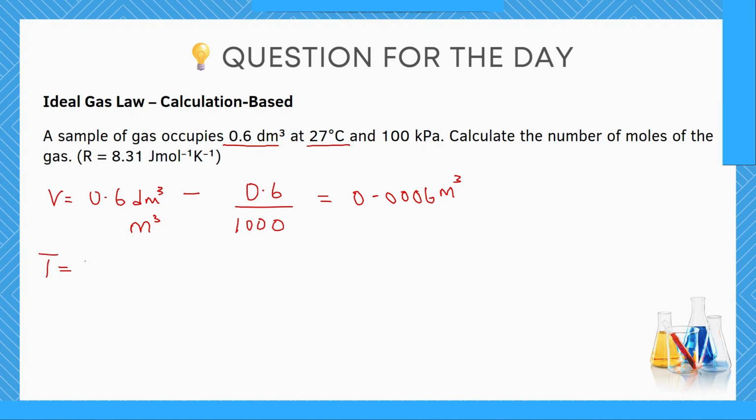So now that we have converted our volume, we need temperature to be in Kelvin. Temperature was given to us as 27 degrees Celsius. To convert it to Kelvin, we simply add 273. Doing that, we end up with 300 Kelvin. Now we've converted temperature into Kelvin.